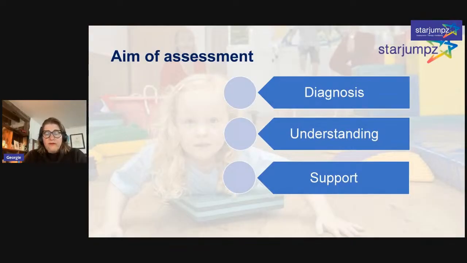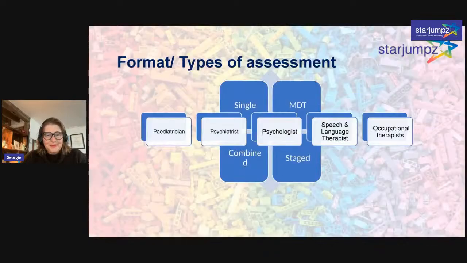And we do have questions on our forms about what you're hoping to get out of the assessment, and that's really helpful. So that can help us to make sure that we're doing our best to absolutely meet those aims. So I just thought it might be quite helpful to talk a little bit about the different types of assessment in general, but also at Starjumpz.